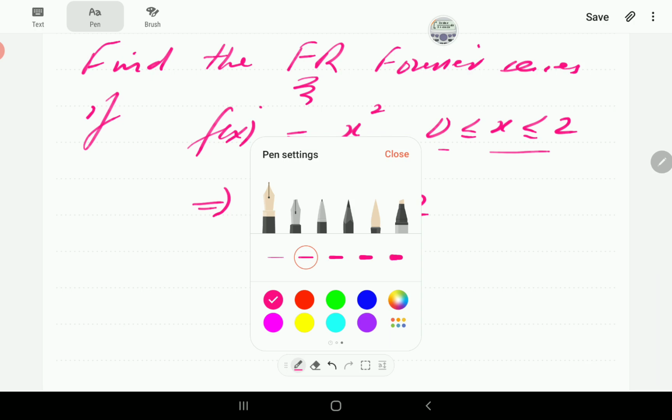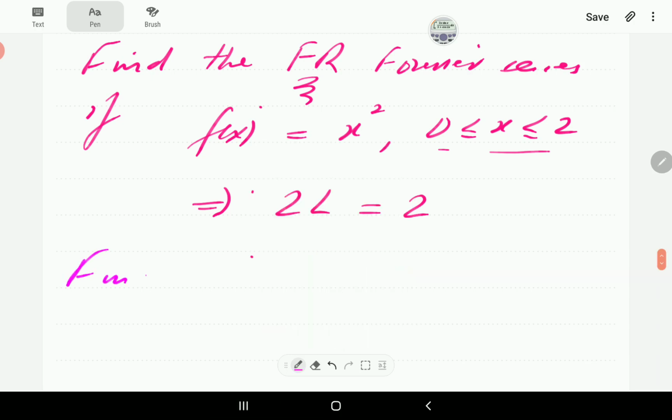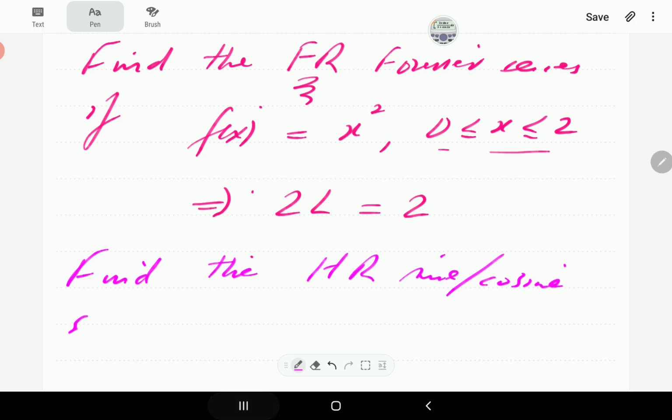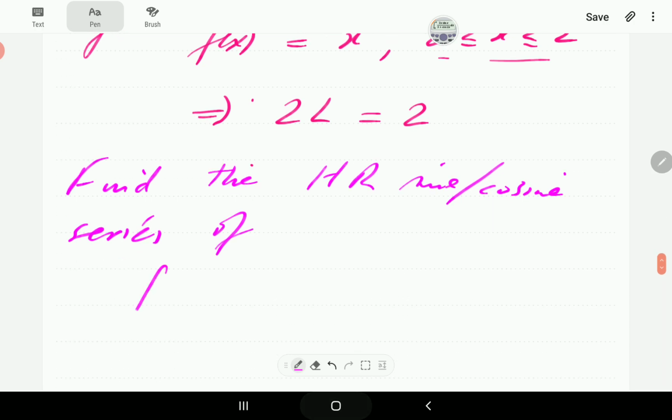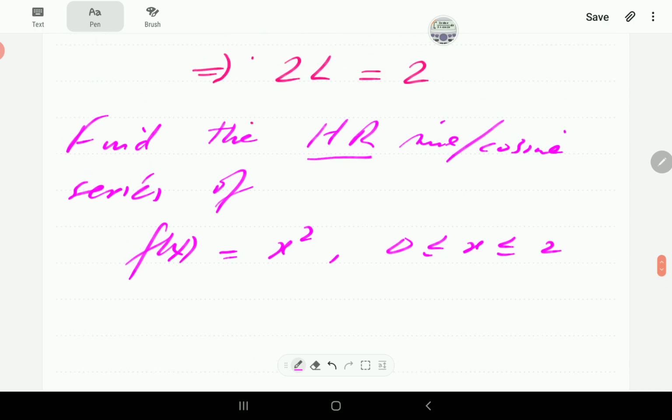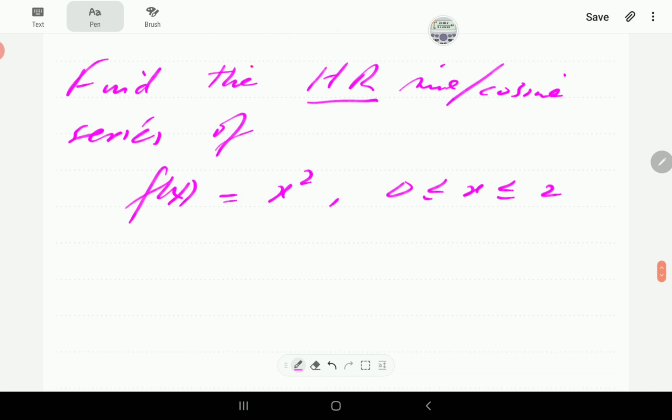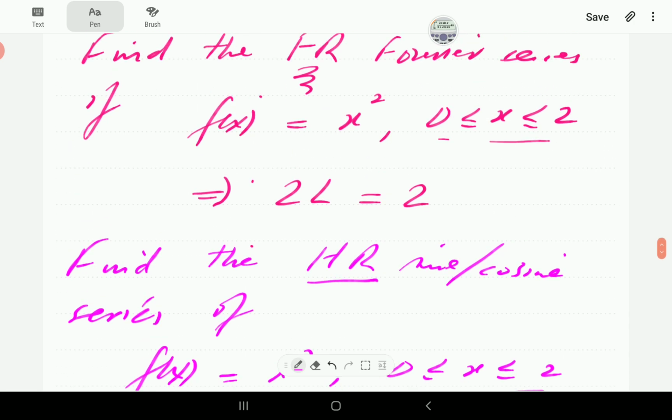However, if the same question now says find the half range sine or half range cosine series of this exact same function, x squared defined over 0 to 2, then in this case, because this is half range, the implication is that 0 to 2 is half of the period. So that means L is going to be equal to 2 this time, because this is only half of the period. The other half is going to be the other side of the origin, which is from -2 to 0. So that is going to be pretty important.